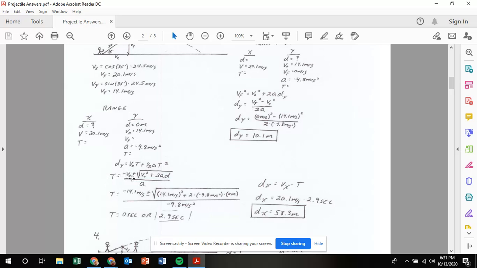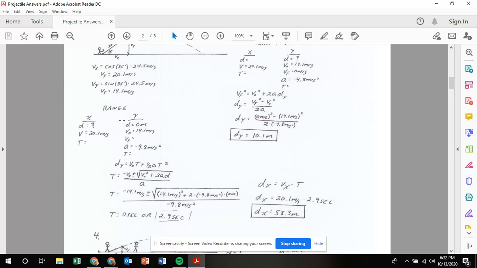So the equation time equals negative v naught plus or minus square root of v naught squared plus 2ad all over a is going to be this third equation rearranged for time every time we want to use it. So if you're not familiar with it, if you're not sure what it is, please write it down on your equation sheet. It'll make your life easier. We're going to plug in our numbers where v naught is. We know that's 14.1 meters per second. There's the plus or minus 14.1 meters per second. That gets squared. Plus 2 times the acceleration of negative 9.8 times d, which is 0. All that is divided by negative 9.8, and that tells us our time is 0 seconds or 2.9 seconds.